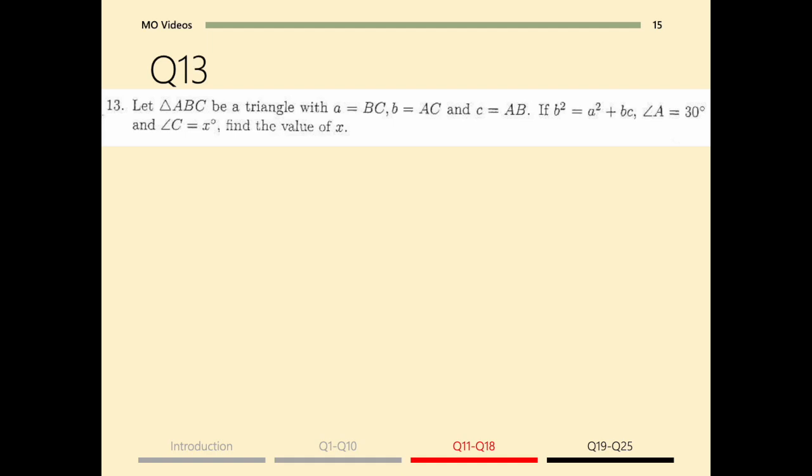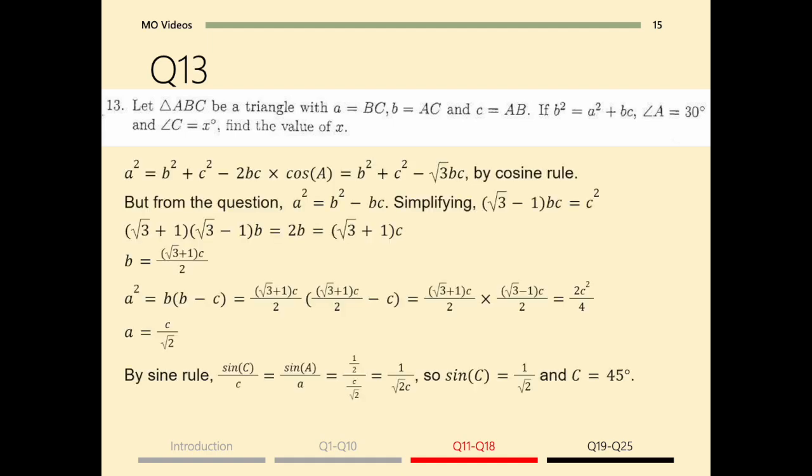Now the question tells you an equation in terms of some squares and bc, which should remind you of the cosine rule. So trying that out, we get a squared equals b squared plus c squared minus 2bc cosine A. And since angle A is known, we can simplify this further. And we can compare this to a squared equals b squared minus bc, which you can get from the question. And indeed, it's very similar, and we can cancel and simplify it to get root 3 minus 1 times bc is c squared. Since c is obviously not 0, we can then find b in terms of c.